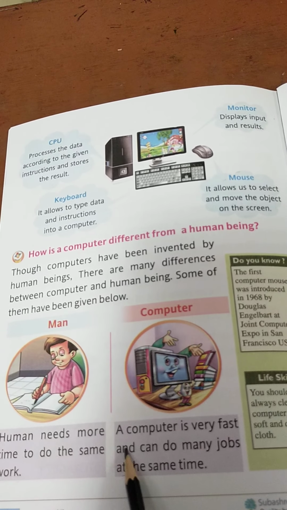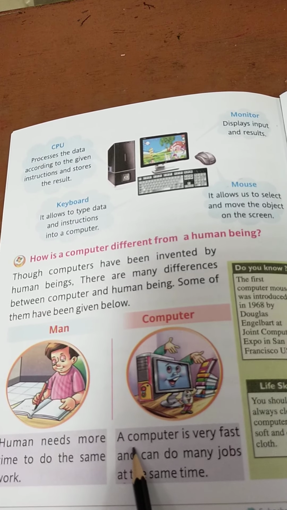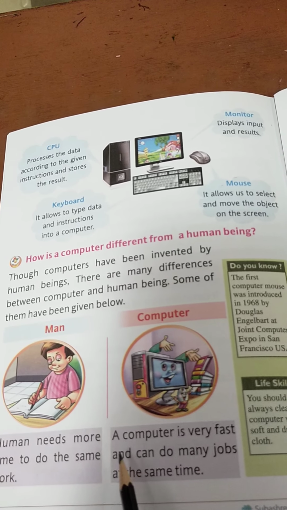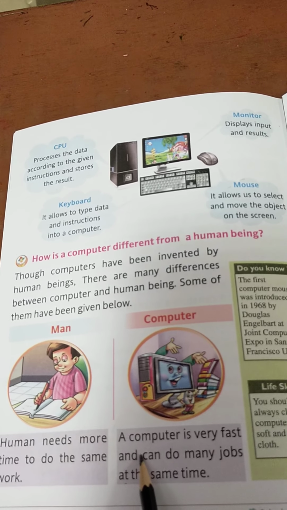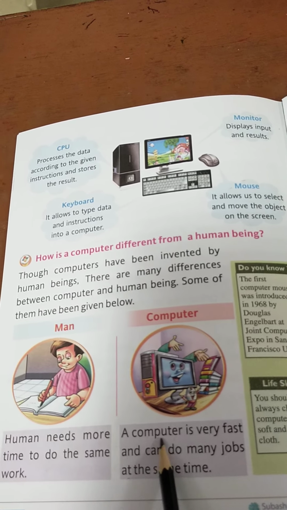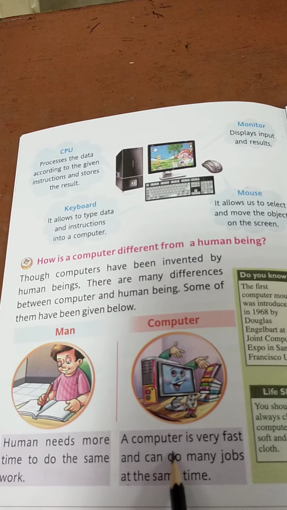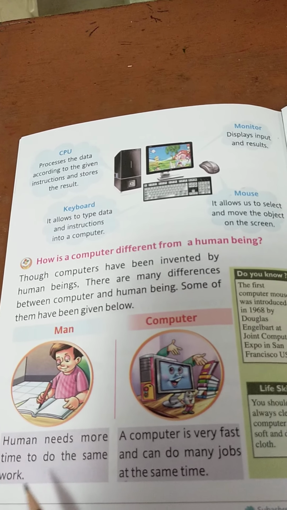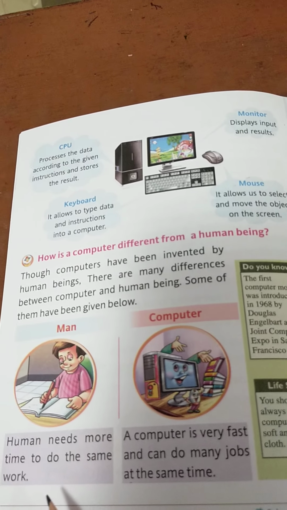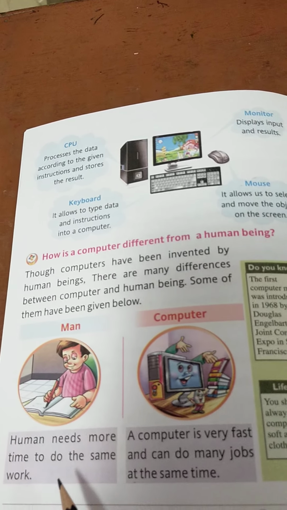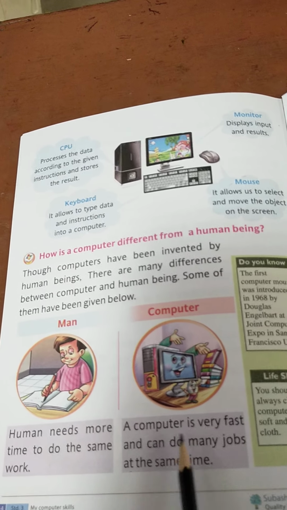That is multitasking. Multitasking means doing many works at the same time. The computer is very fast and can do many jobs at the same time. The humans need some time to do that work. The same work, the human needs some time, but the computer can solve it very fast.